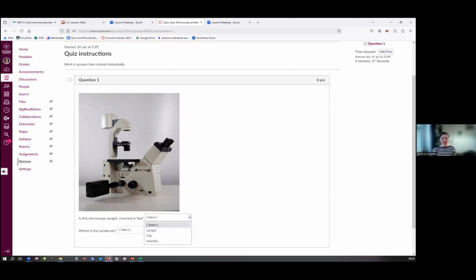Is everybody okay with that? The system is inverted, and that is because the objectives are below the stage, and the condenser is always on the other side. So if the objectives are below the stage, the condenser is above. Is everybody okay with that? Good. Then I continue.